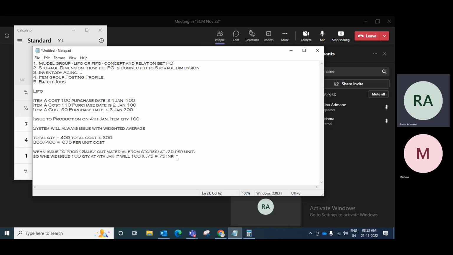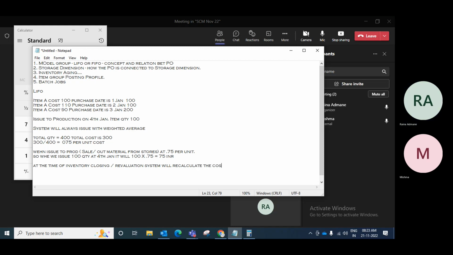At the time of inventory revaluation or inventory closing, the system will recalculate as per the model group. Is it clear now?